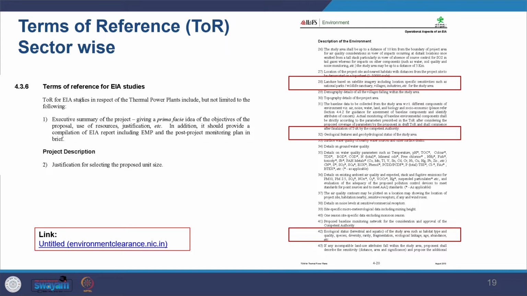And then you also see number 42, you can see ecological status of the study area such as habitat type, quality, species, diversity, rarity, fragmentation, ecological linkages, age, abundance, and so on has to be provided. So this is taken from the thermal power plant TOR. So in this way, all sector TORs are there. So for a particular sector for which you're working, you can look at what will be the terms of reference.